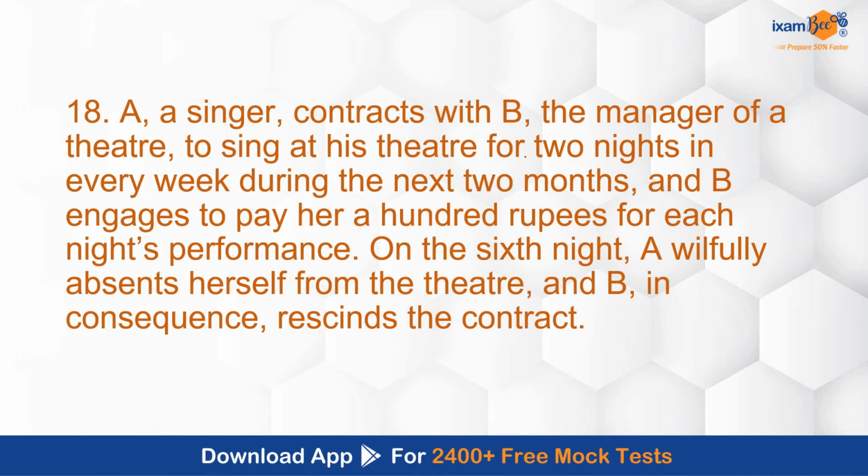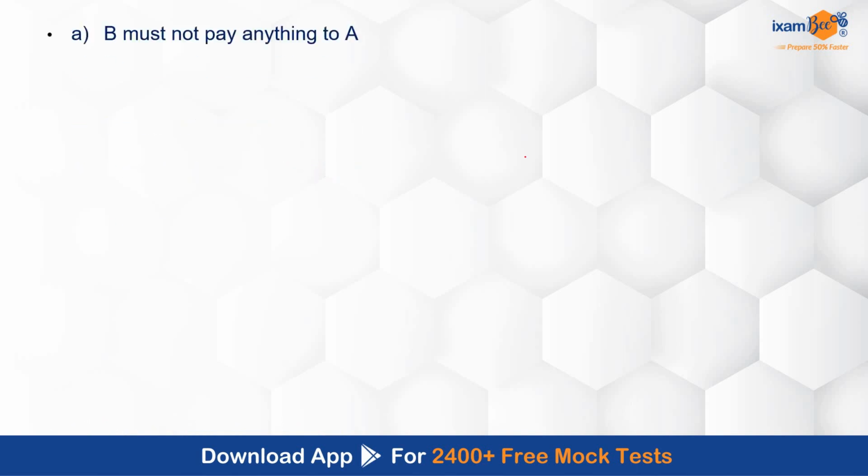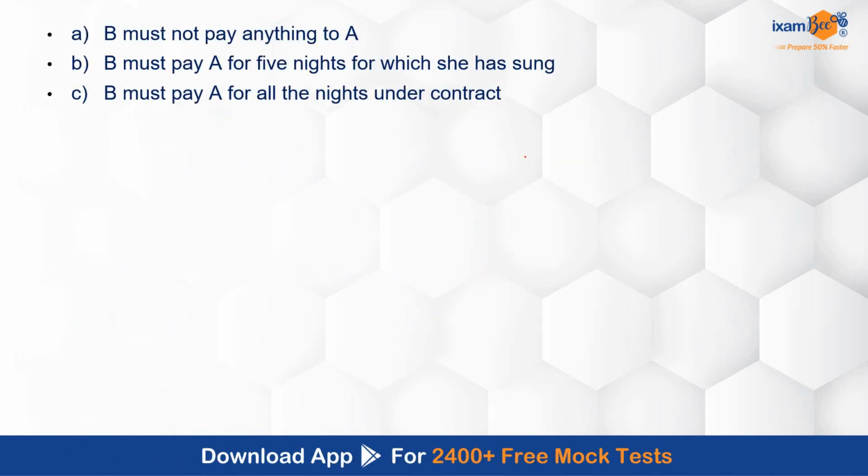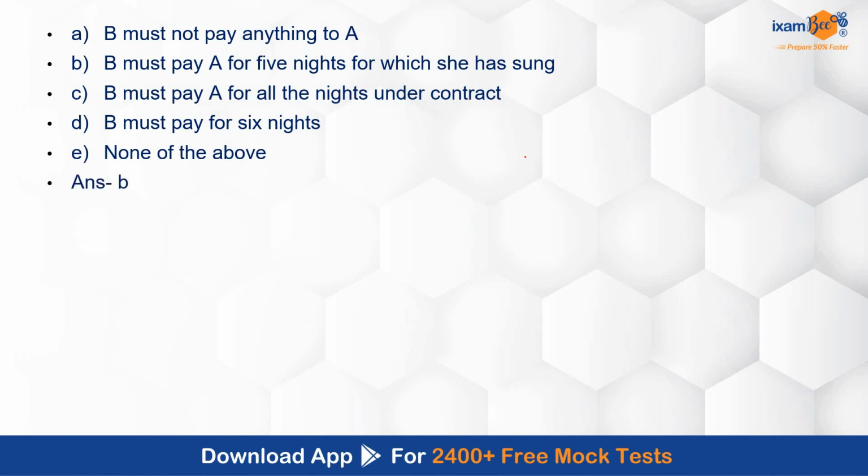Question number 18. A singer contracts with B, the manager of a theatre, to sing at his theatre for 2 nights in every week during the next 2 months, and B engages to pay her 100 rupees for each night's performance. On the 6th night, A willfully absents herself from the theatre and B in consequence rescinds the contract. B must not pay anything to A. B must pay A for 5 nights for which she has sung. B must pay A for all the nights under contract. B must pay for 6 nights, none of the above. The correct answer here is B. B must pay A for 5 nights for which she has sung.